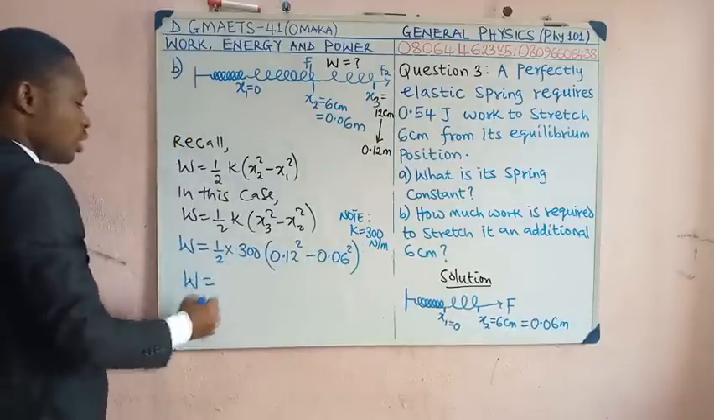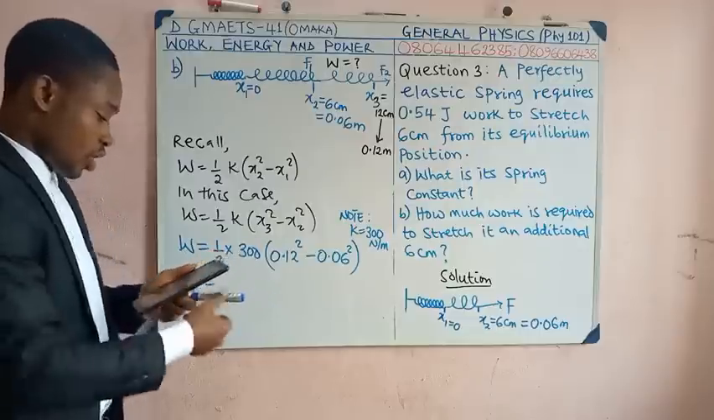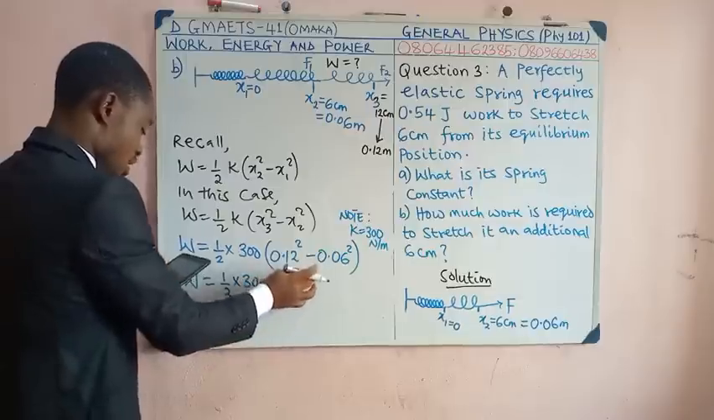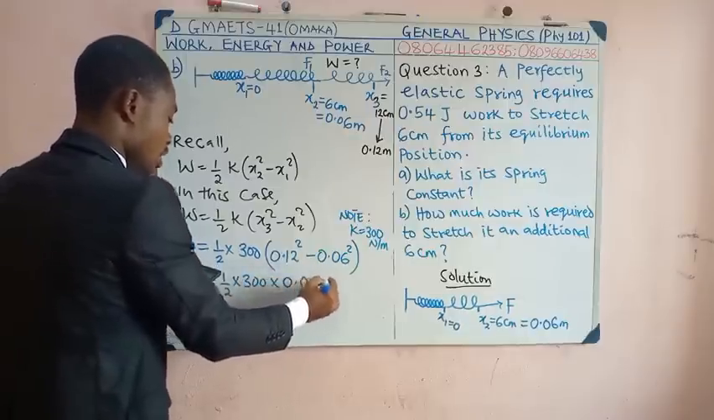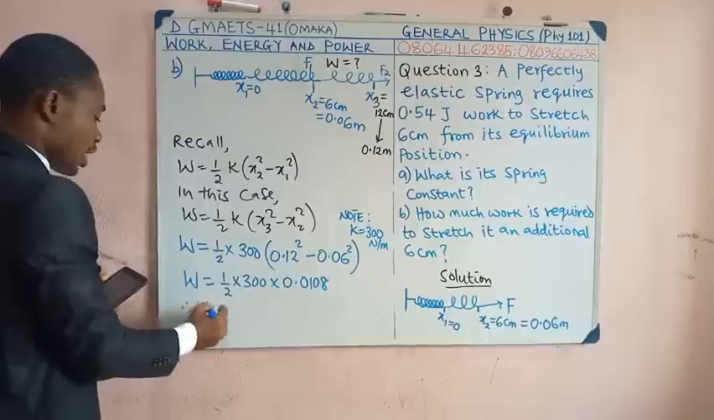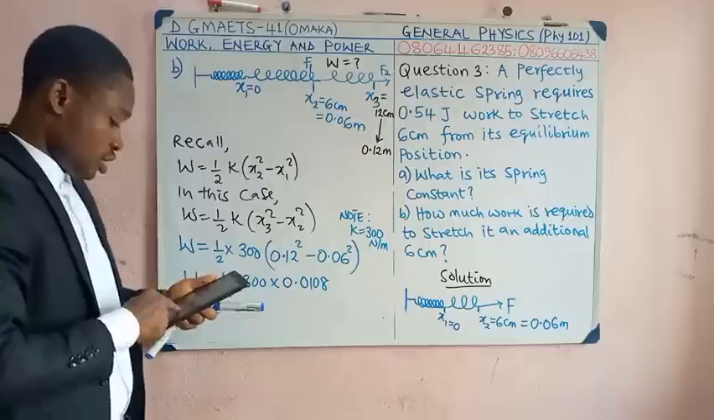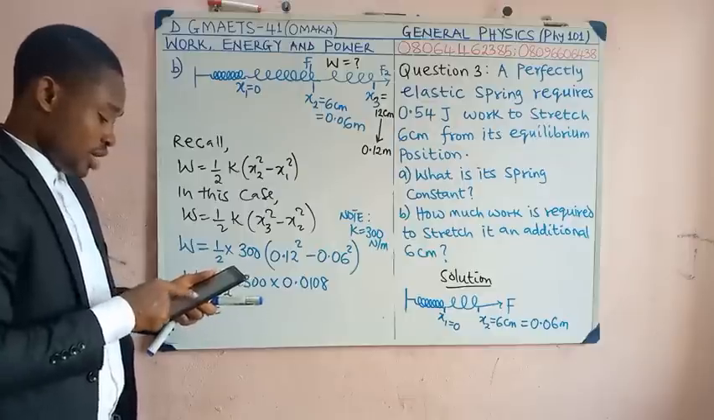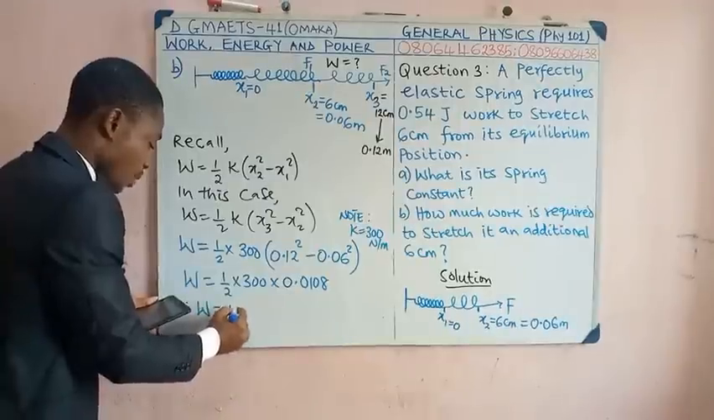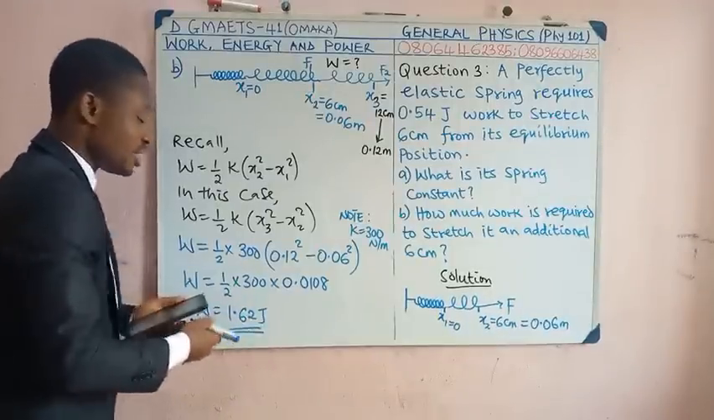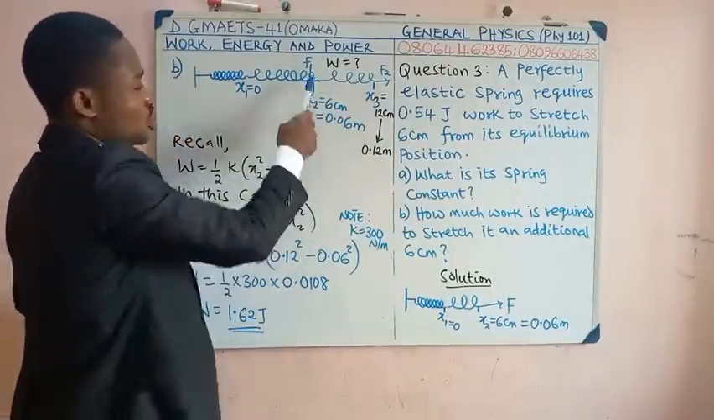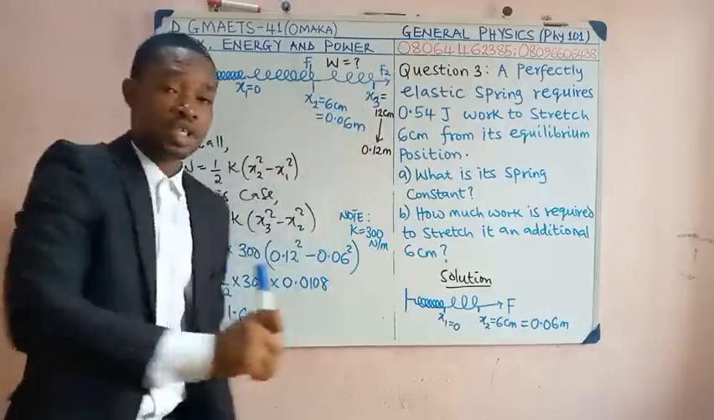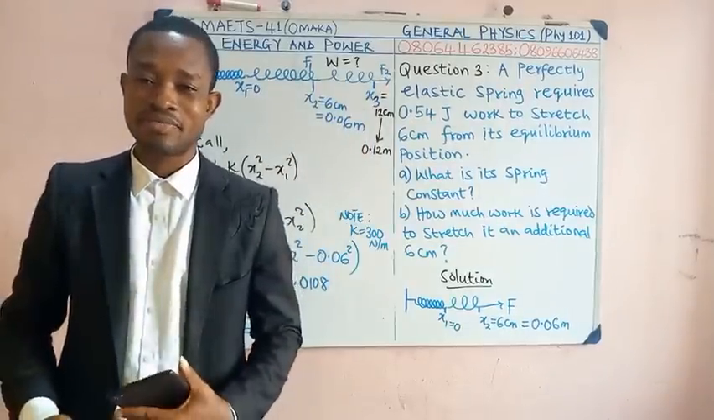So the work will now be equal to 300. The bracket here gave us 0.0108. Therefore, the work done in the further stretching of the spring is going to be 0.0108 times 300, then divided by 2. This gives me 1.62 joules. So this is the extra work that needs to be done to stretch the spring further from this x2 position to the x3 position, an extra 6 centimeters.